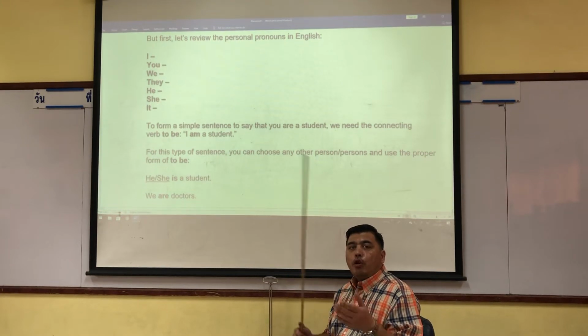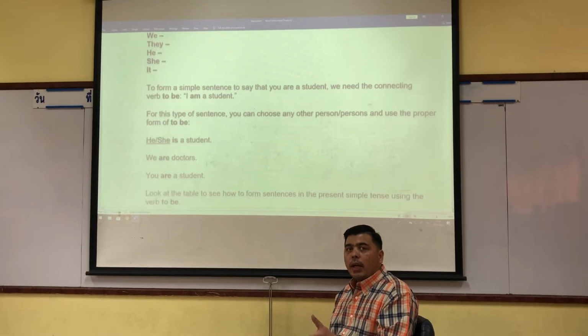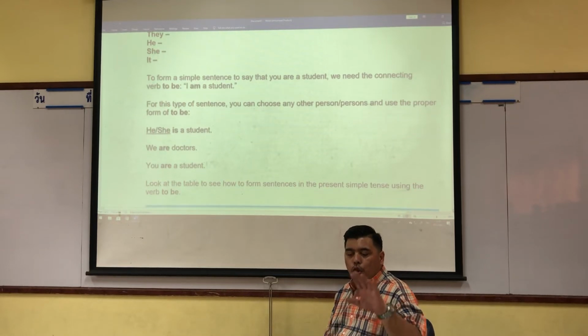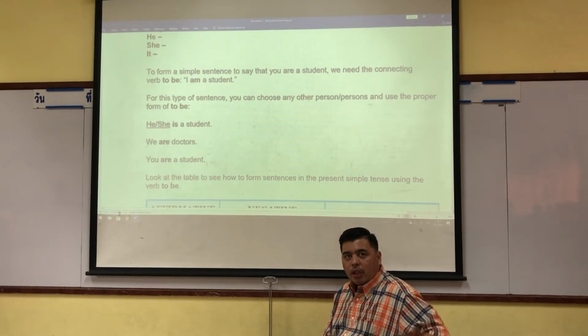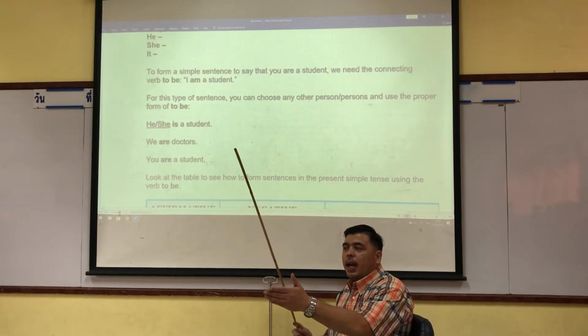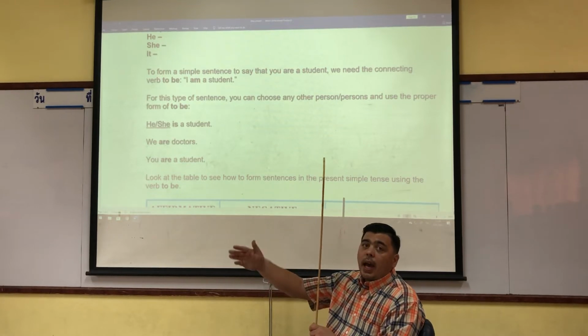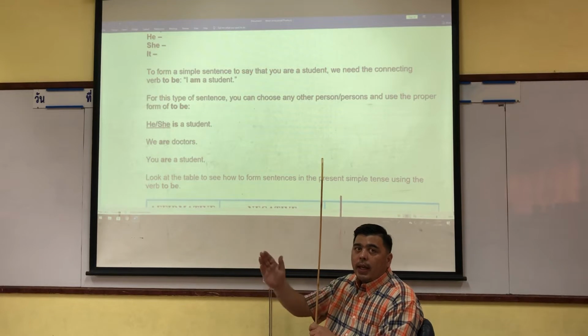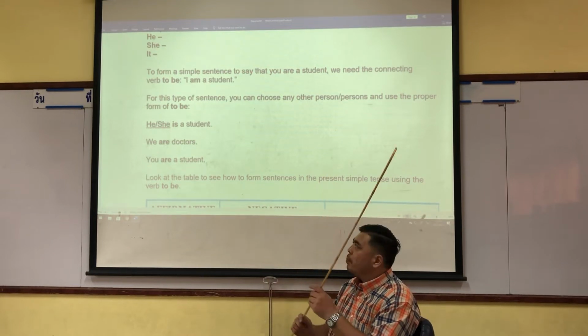We cannot use it with human beings. So it we would use with: it is a table, it is a chair, it is a stick. But we cannot say it is a boy, it is a girl. We cannot use that.